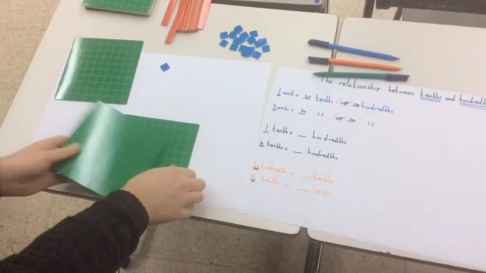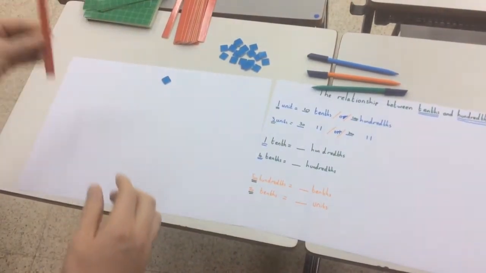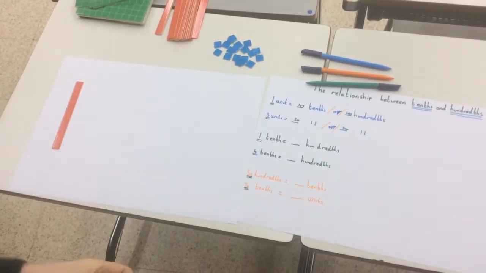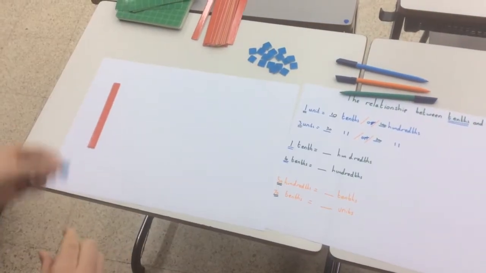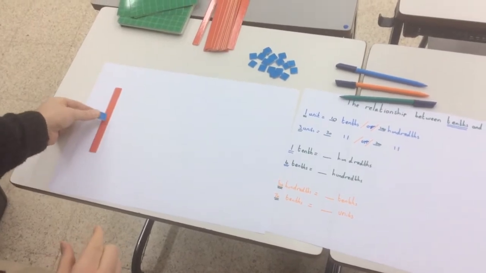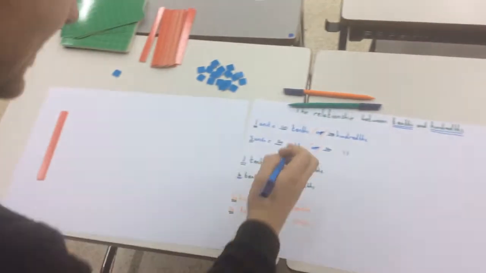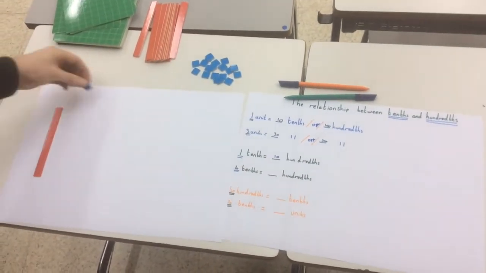Okay. So now my question is, if this is 1/10 here, how many hundredths in 1/10? Well, remember, this is a hundredth, and this is a tenth. There are 10 hundredths in a tenth.